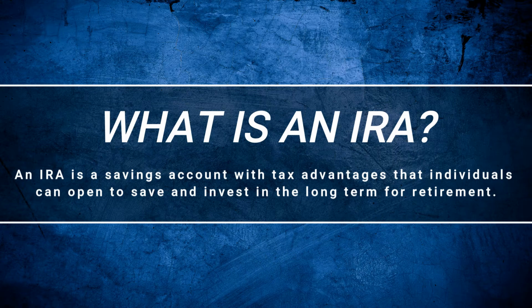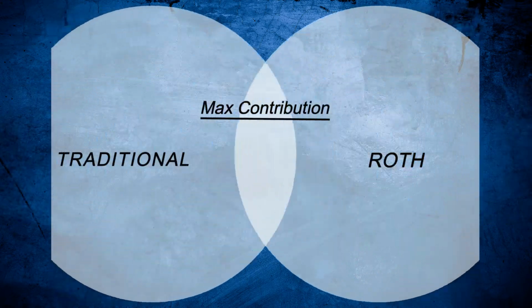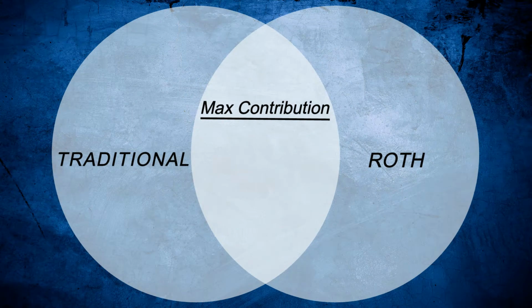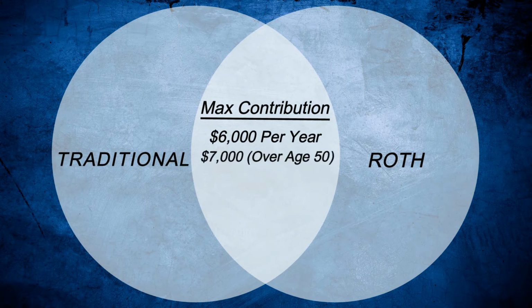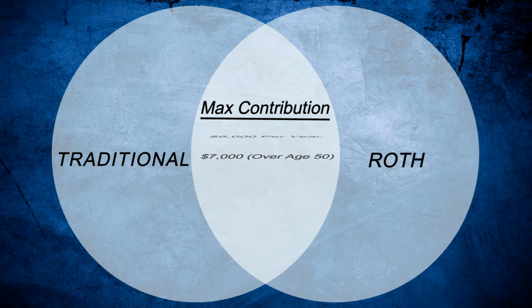Before we get to the differences between a traditional and a Roth IRA, let's talk about the similarities first. When it comes to contributions, the max contribution in a year for a traditional and a Roth IRA is $6,000, and $7,000 if you are over the age of 50. Now, these numbers are accurate at the date of this video, but it could change in the future, so always do your due diligence before contributing.